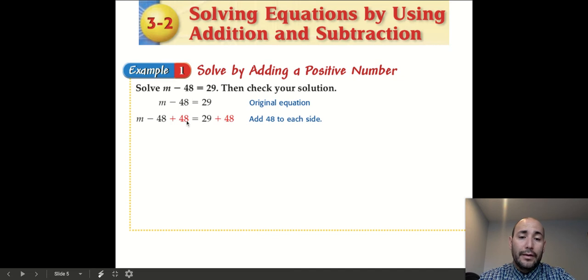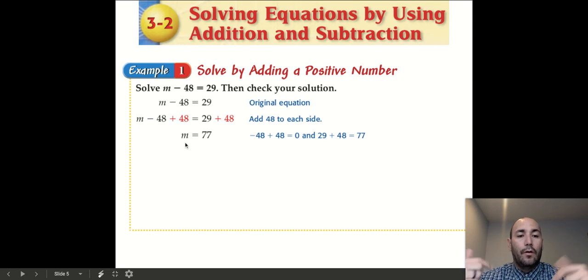If I add 48, and as long as I do it to both sides, I will maintain my property of equality. The reason I added 48 is because I want to zero this value out. If you subtract 48 and add 48, those two things zero each other out. They become 0 pairs. So that would leave me with m. And on this side, 29 plus 48 gives me 77. So now I know that m has to equal 77. I used my properties of equality to isolate the variable, get the variable all by itself, and that gives me my solution.